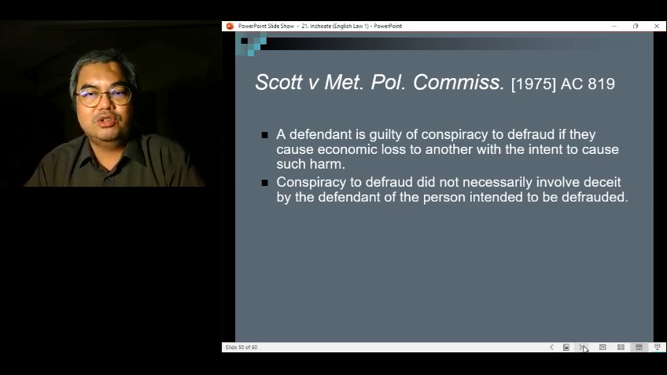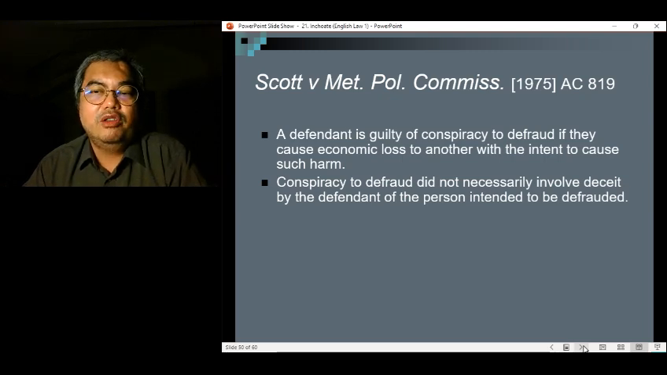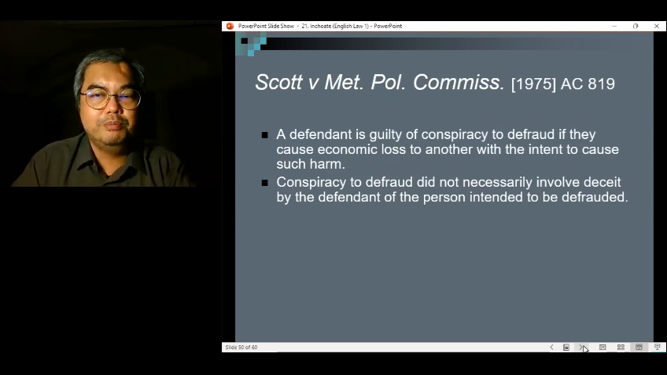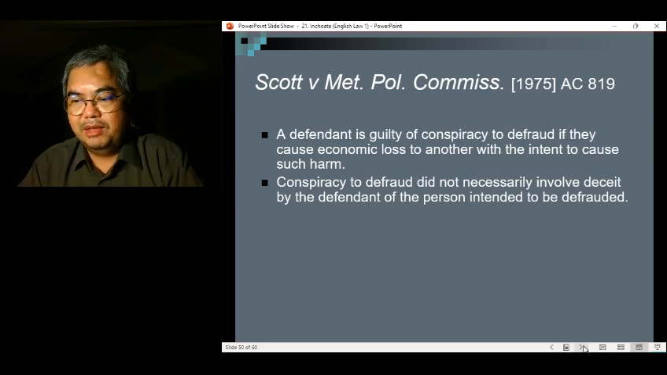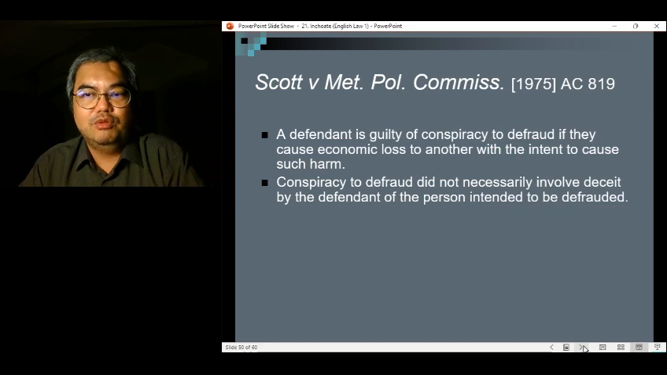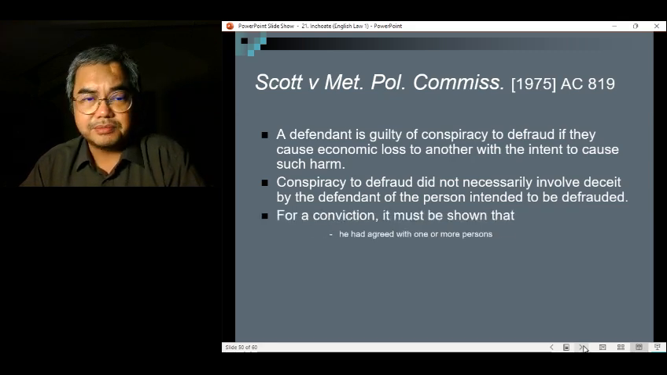So you don't have to show that the accused here, or the defendants here, or the conspirators here deceive the people who made the movies or deceive the people who are entitled to the royalties. Here is actually where they got the movies from the cinema owners.